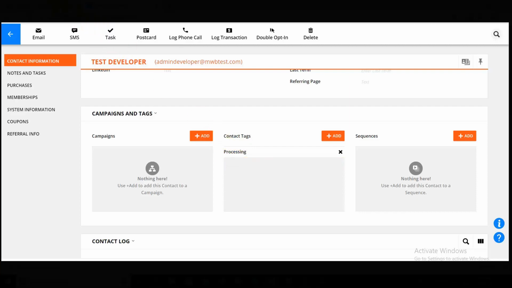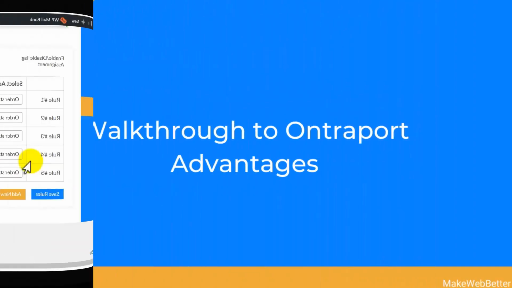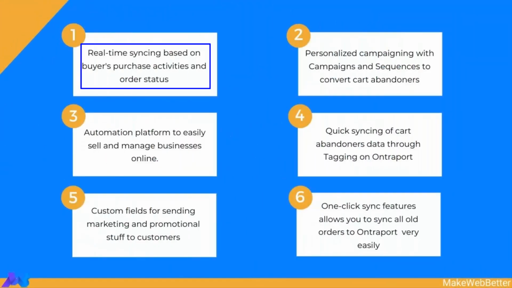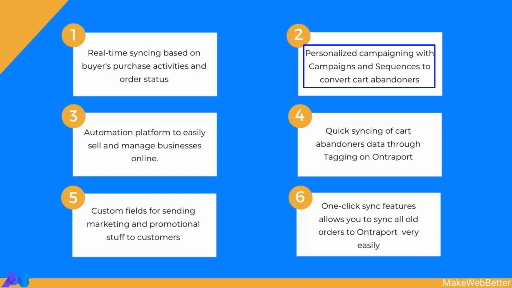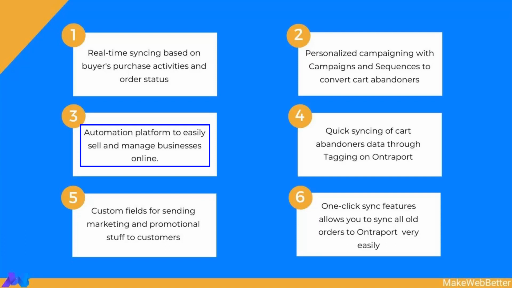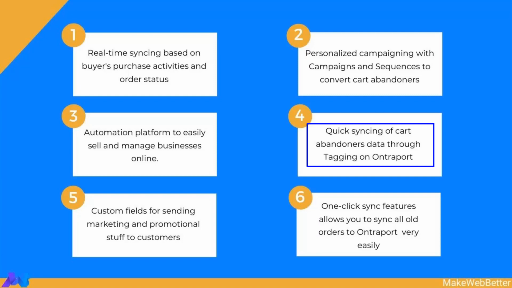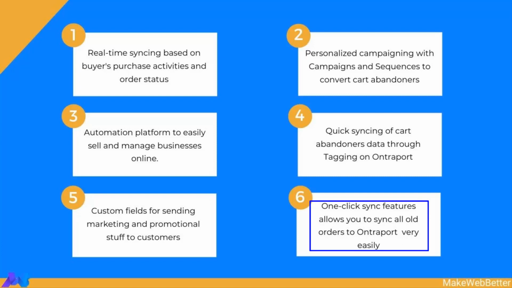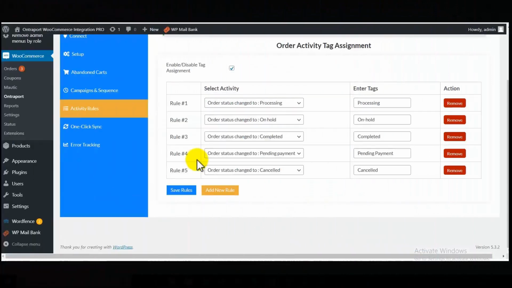So guys, this was all about the features and the functionalities of Ontraport. Now we are going to have a walkthrough of the Ontraport advantages. So guys, first of all, you will have real-time syncing based on the buyer's purchase activities and order status. Second, personalized campaigning with campaigns and sequences to convert cart abandoners. Third, guys, it's an automation platform to easily sell and manage all your online businesses. Fourth is that guys, you will have quick syncing of cart abandoners data through tagging on Ontraport. Not only this, you can easily create the custom fields for sending marketing and promotional stuff to all your customers. Guys, last, you will have a one-click sync feature that allows you to sync old orders to Ontraport very easily.